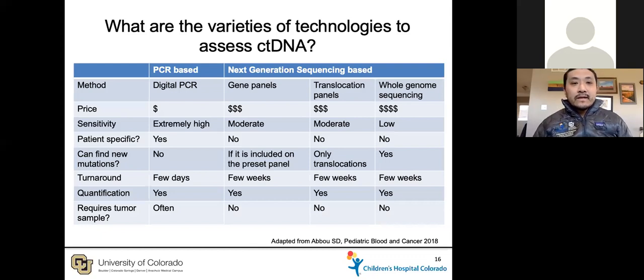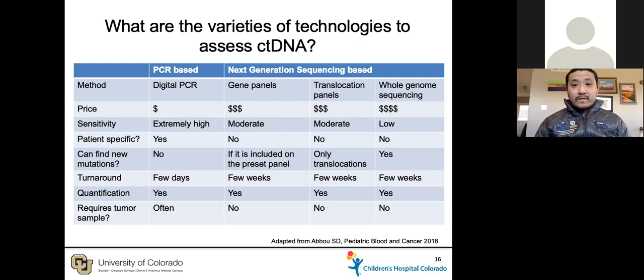So when you look at ctDNA, there's a variety of technologies to assess it. There are PCR-based techniques such as digital PCR, which is what our lab does. Its strength is that it's very cheap, sensitivity is extremely high, and it is patient-specific, which could be a strength or a weakness. The weakness is that you can't find new mutations, because you have to run an assay specifically targeting an event. Turnaround is very quick because it's just a PCR. You extract the DNA, load the plate, PCR amplify, and you're done.